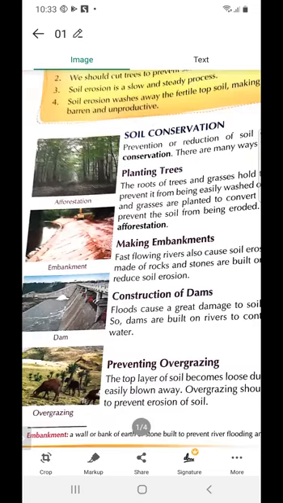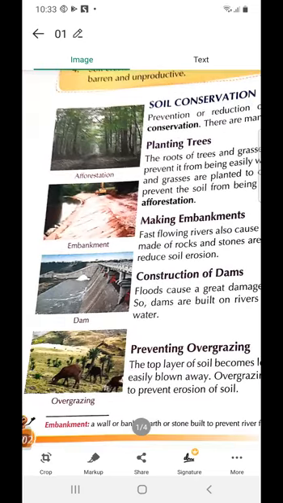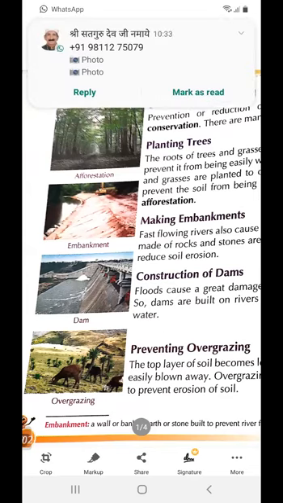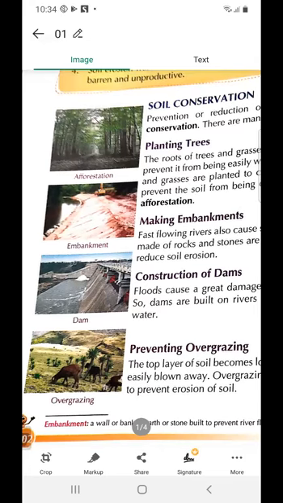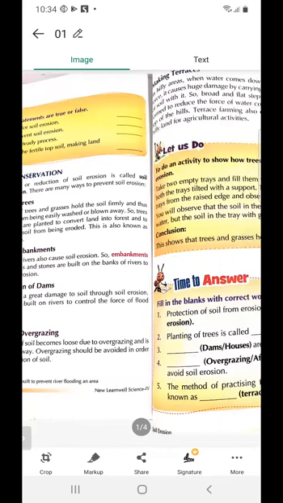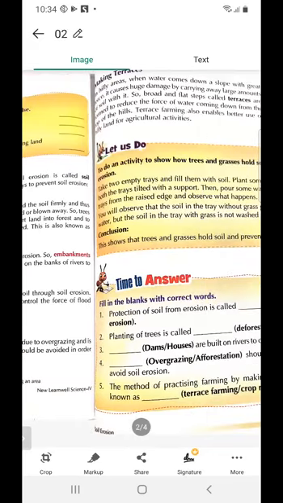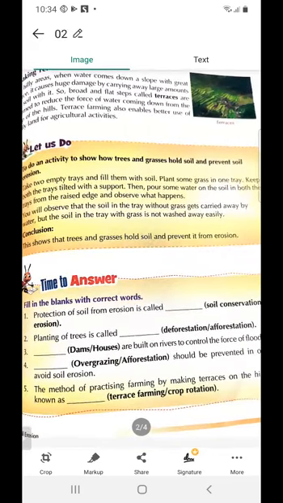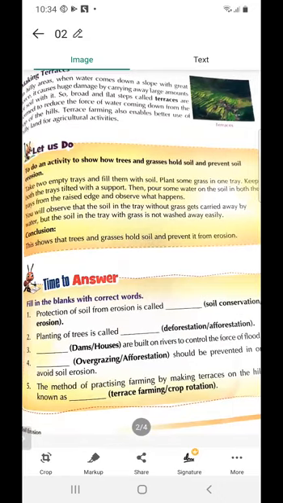In the first picture, planting trees. Second is making of embankment. Third one is construction of dams. Fourth one is overgrazing. If we prevent overgrazing, then we can conserve soil, as we discussed in the last class. And the fifth point is making terraces. By making slopes in the hilly areas, we can avoid soil erosion.